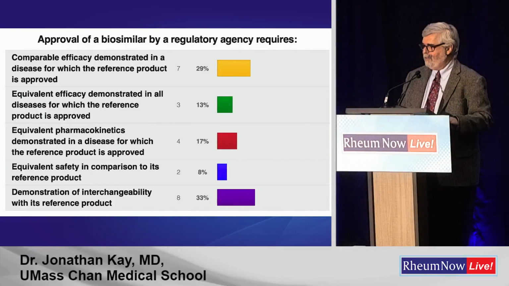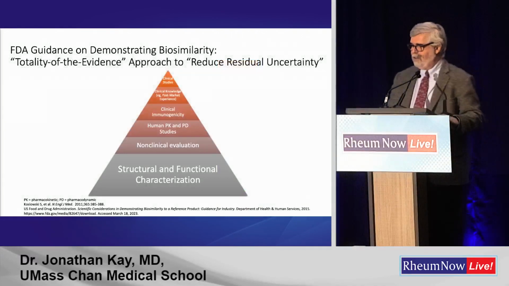People are changing their mind. Oh, the correct answer is only 13%: equivalent pharmacokinetics demonstrated in the disease for which the reference product is approved.